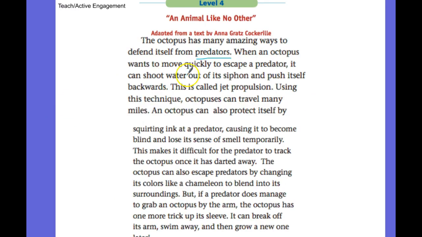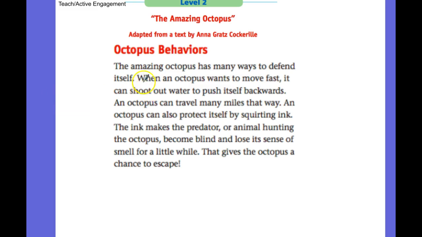I'm going to go to this level 4, and I underlined predator already, and it says the octopus has many amazing ways to defend itself from predators. When an octopus wants to move quickly to escape a predator, okay, now I'm picturing my octopus trying to escape from something. A predator must be bad if we're trying to escape. So now we know that. Let's look at level 2. Oh, if we go way down here, I see predator.